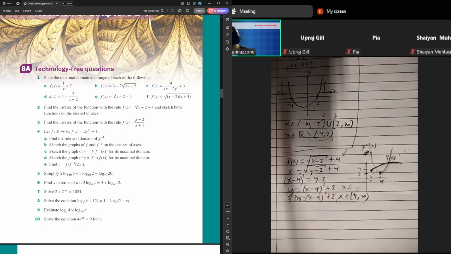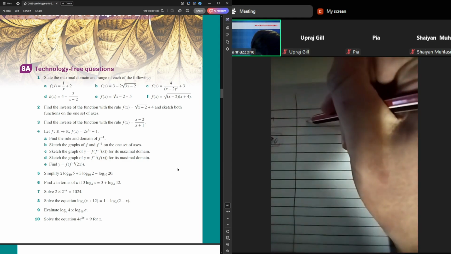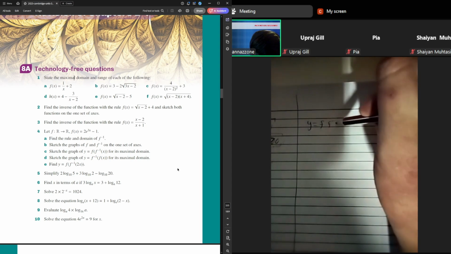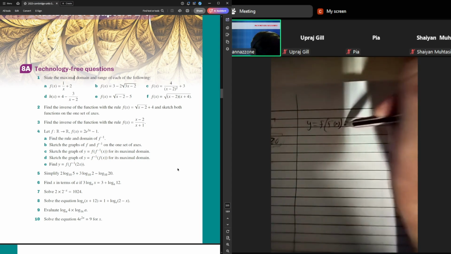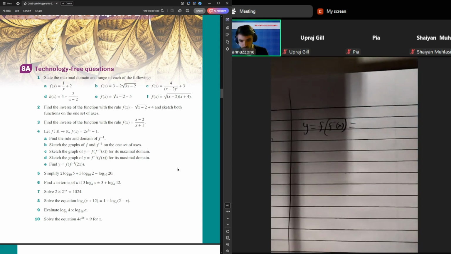Okay, question 3 is just another inverse with a different function. We'll skip that. The only thing I'll touch on in 4C is that sometimes you'll come across something like this: y equals f of f inverse of x. This has a very specific rule that it always comes out to be. This is more of a memory thing.